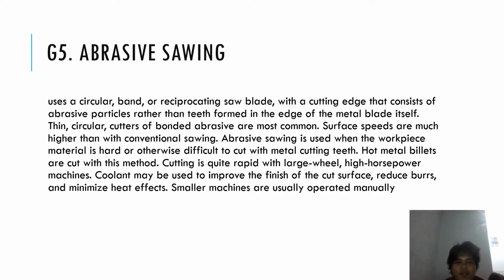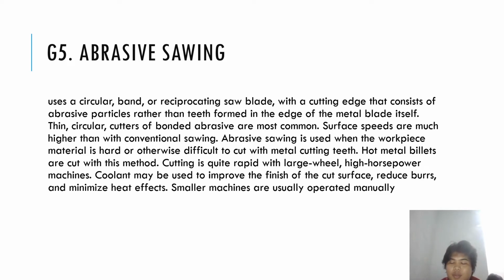Abrasive sawing uses a circular blade or a reciprocating saw blade with a cutting edge that consists of abrasive particles rather than teeth formed in the edge of the metal blade itself. Thin, circular cutters of bonded abrasive are most common. Surface speeds are much higher than in conventional sawing. Abrasive sawing is used when the workpiece material is hard or otherwise difficult to cut with metal cutting teeth.